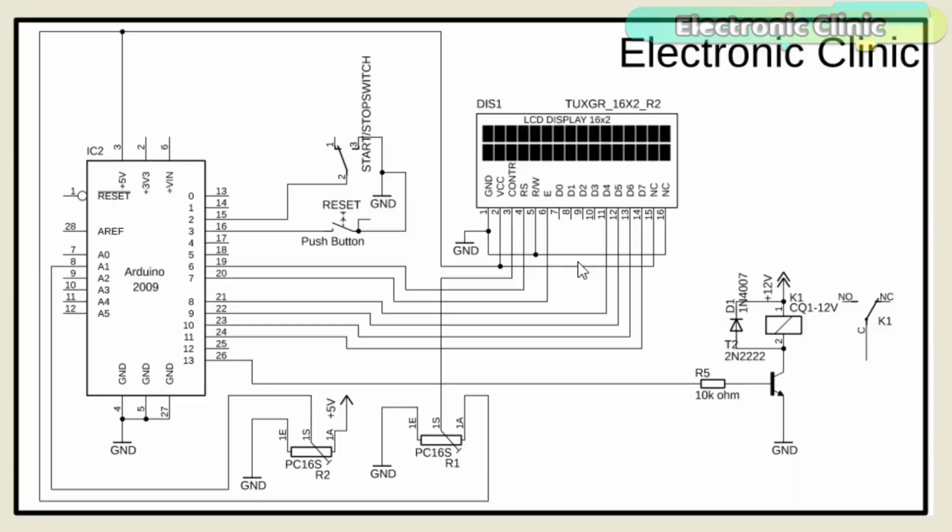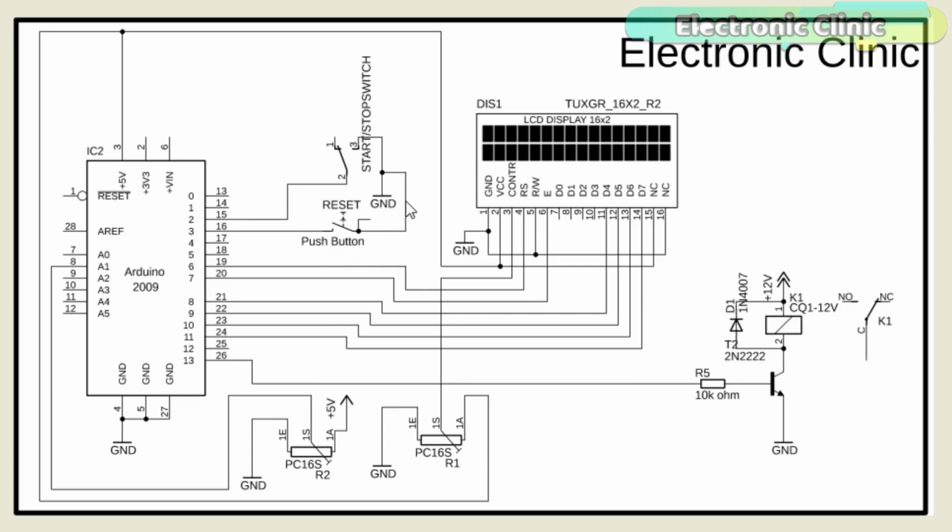This is the complete circuit diagram. This is a toggle switch and is used to start and stop the timer. One side of the toggle switch is connected with the ground, while the other side is connected with pin number 2 of the Arduino. This is a push button and is used to reset the timer.